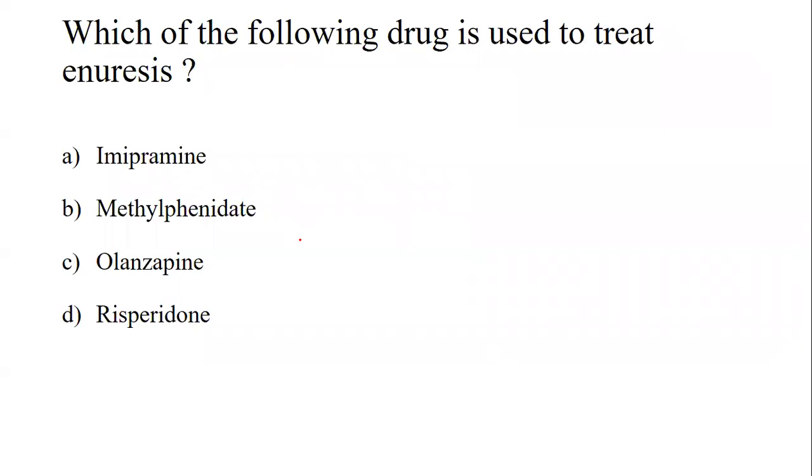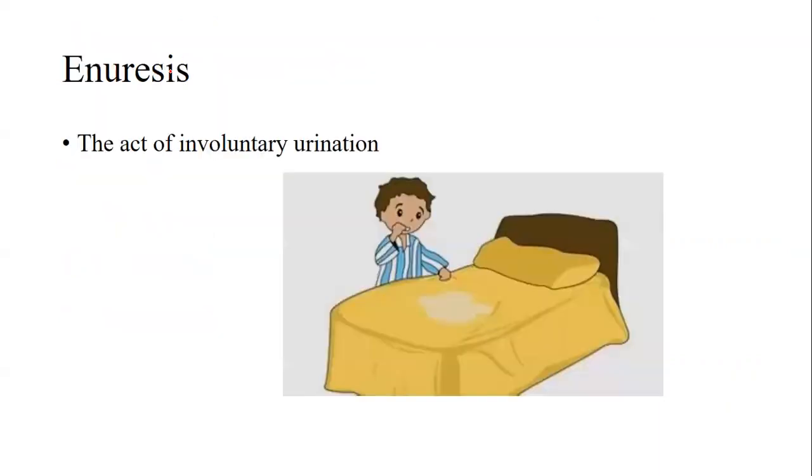Next question: which of the following drugs is used to treat enuresis? Before going into the drug in detail, we should know the meaning of enuresis. Enuresis is an act of involuntary urination. There are different types of enuresis. One type is nocturnal enuresis, which means involuntary urination, especially at night time. It is very common in small children.